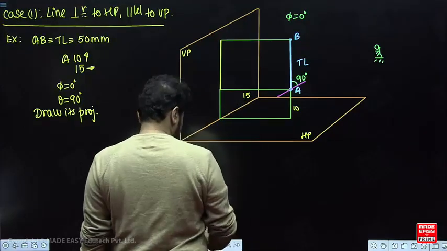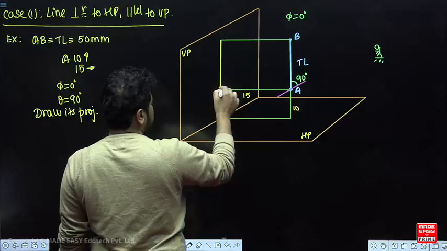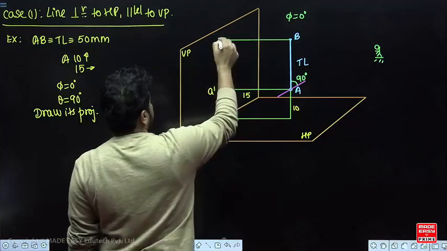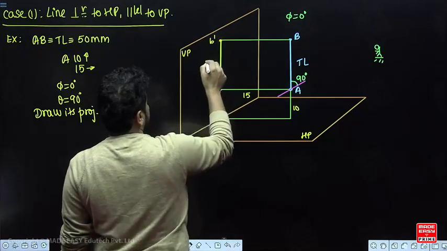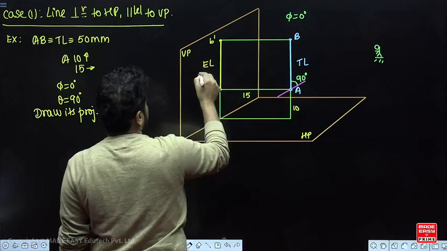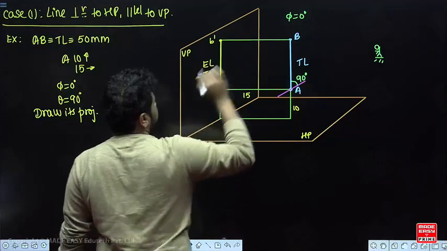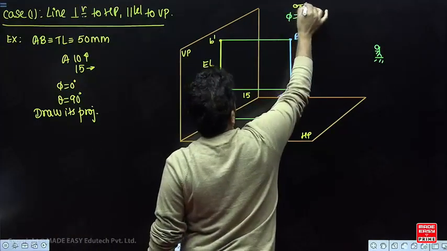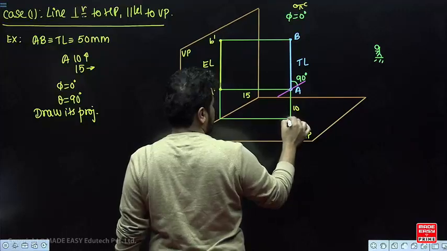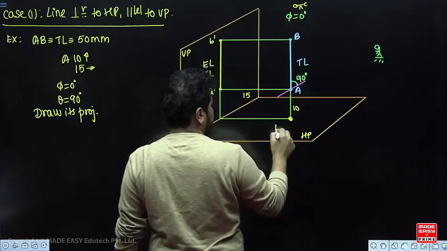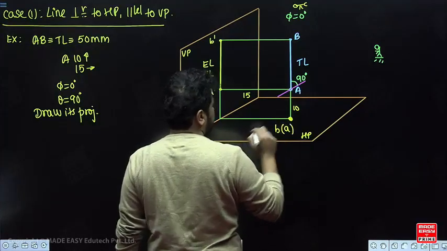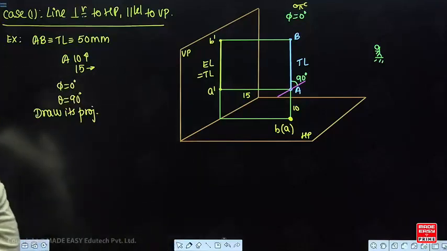Correct? So this will be your A dash, this will be your B dash. This is the elevation length and it will be exactly equal to true length. From the top, if the observer sees here, what will be seen? B will be seen, A will be hidden. Isn't it? A बन गया projection.